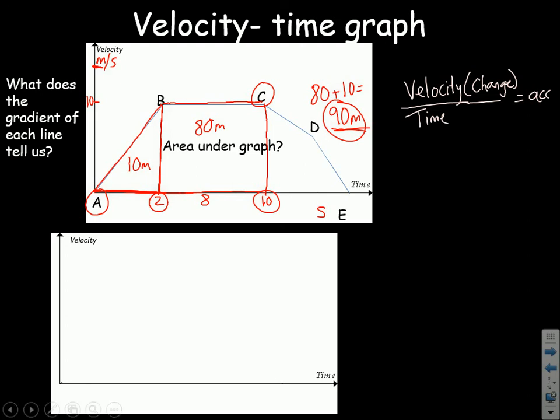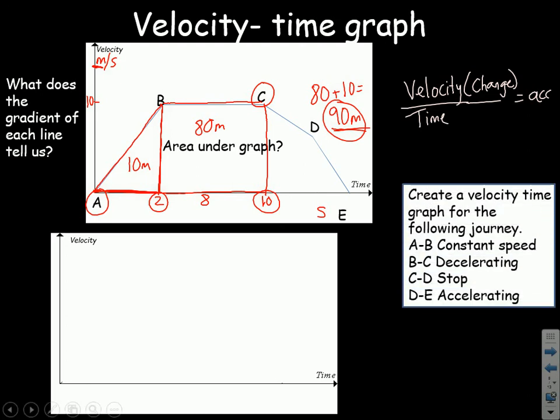Okay then, so let's look at one where we have to create a velocity time graph using some statements. So to start off with, we have from A to B, there is a constant speed. Okay, so at constant speed. So constant speed means that, or constant velocity, the object is not speeding up or it's not slowing down. So we would be representing that as a straight line, a horizontal line.